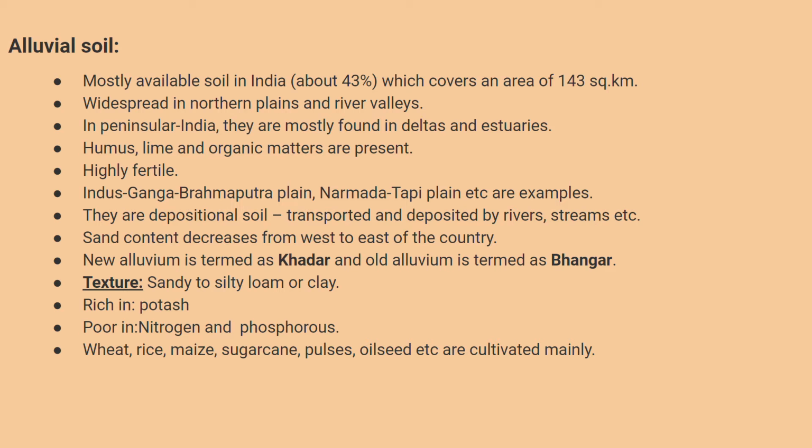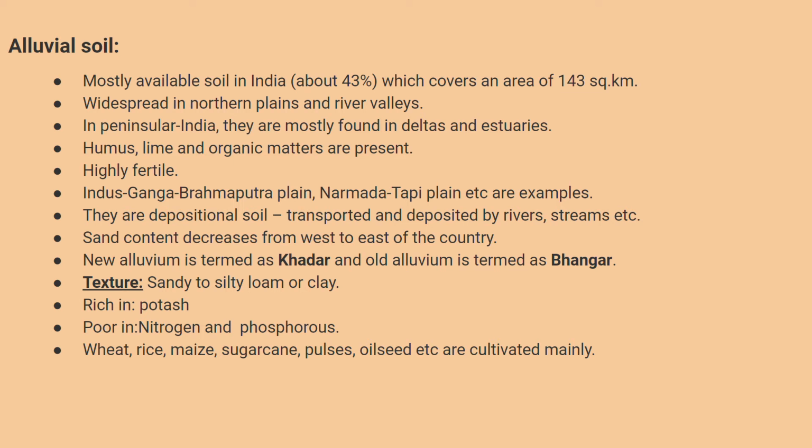If you see the texture of alluvial soil, it is sandy to silty loam or clayey loam, which is very good for agriculture. It is rich in potash and it is poor in nitrogen and phosphorus, which are two important components. And some of the alluvial soils are poor in humus also, since they do not stay at one place. These soils are regularly carried by rivers, so humus doesn't get collected. Only in deltic areas you will find that alluvial soil has humus. Otherwise, alluvial soils do not have humus.